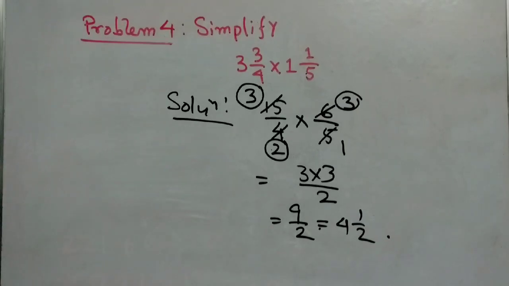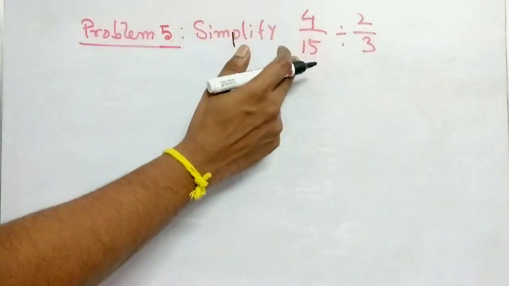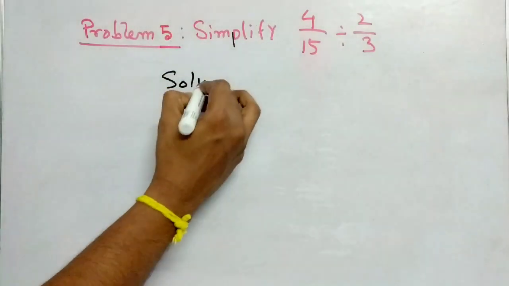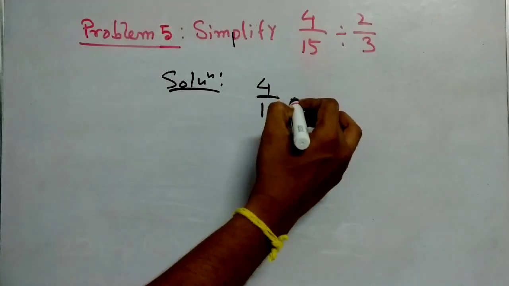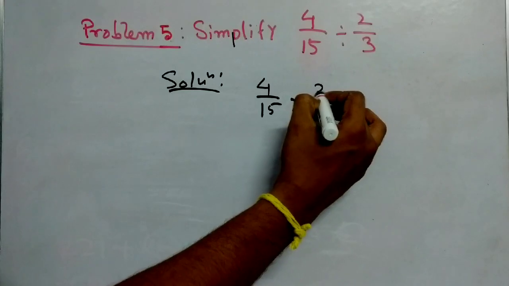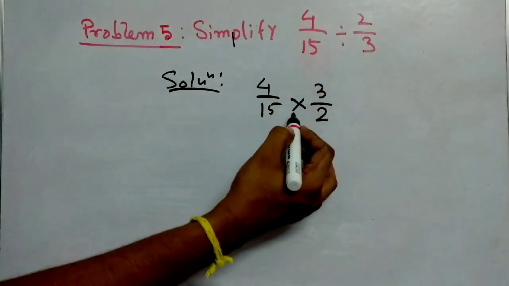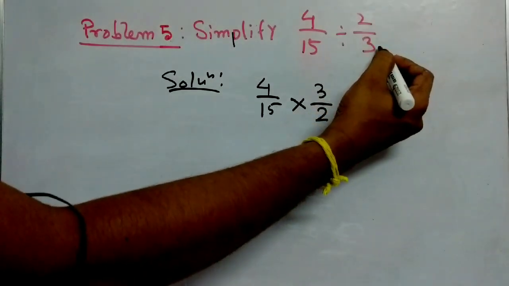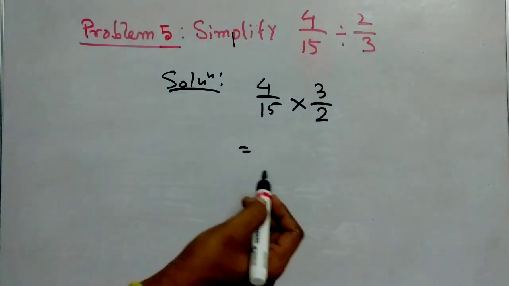Okay. Problem number 5 says simplify 4 by 15 divided by 2 by 3. Now for this case, we will write 4 by 15 multiplied by 3 by 2. So this division sign will be converted into multiplication sign, and this 2 by 3 will take the reciprocal, that is 3 by 2. So let's then multiply.